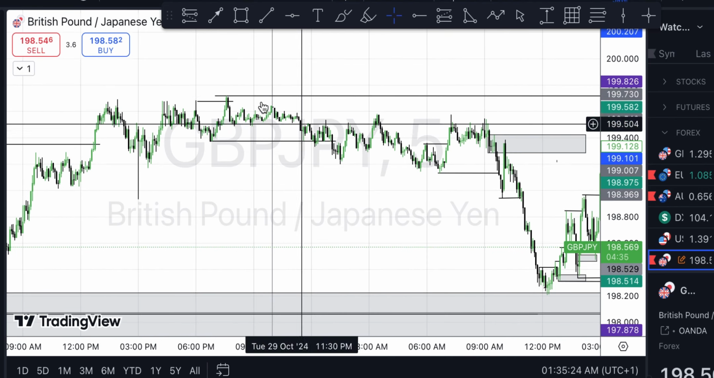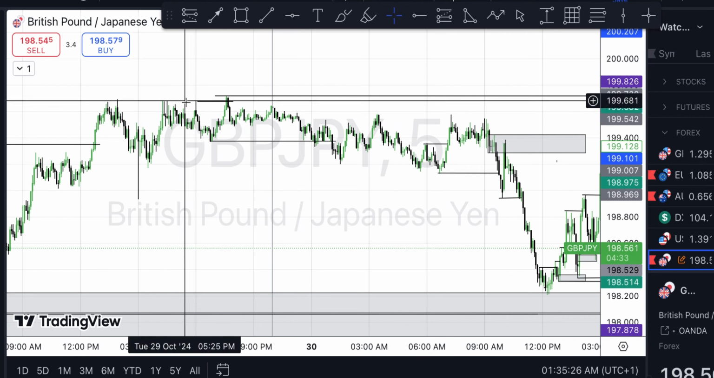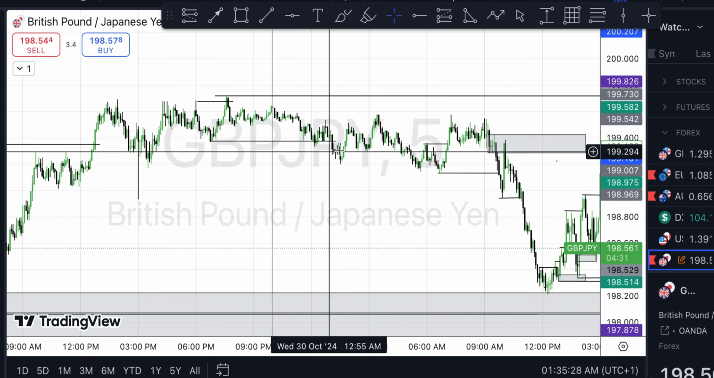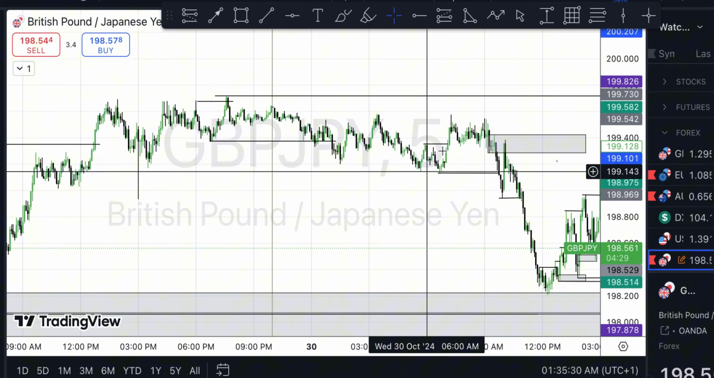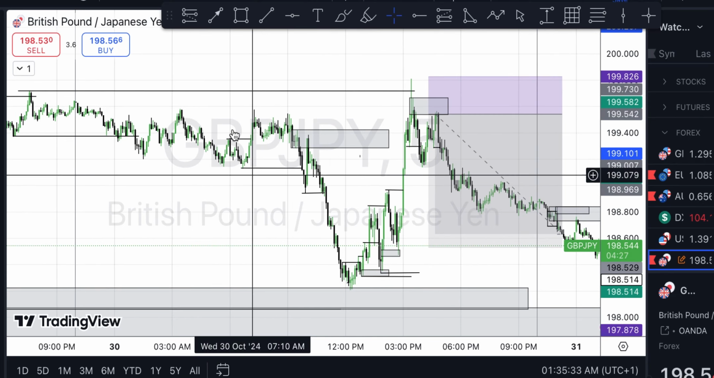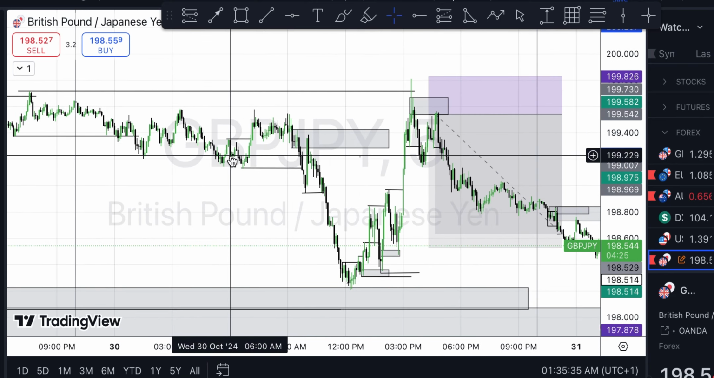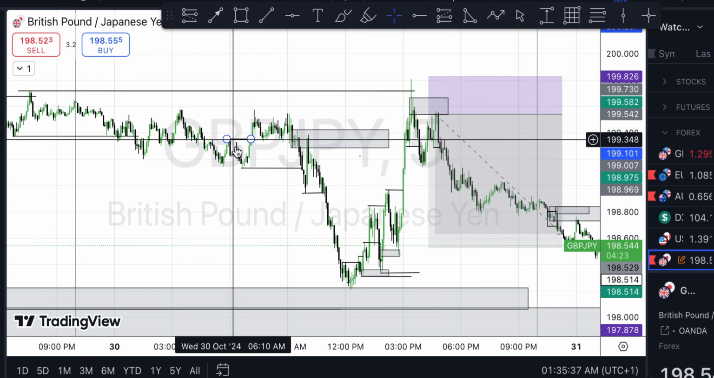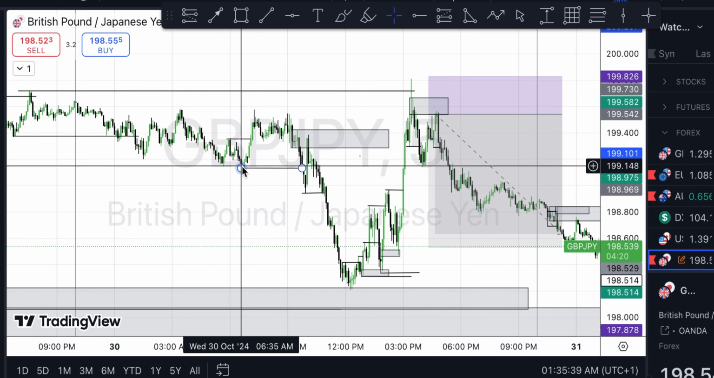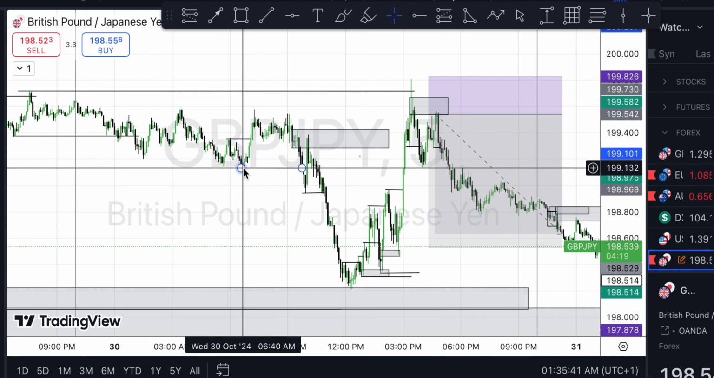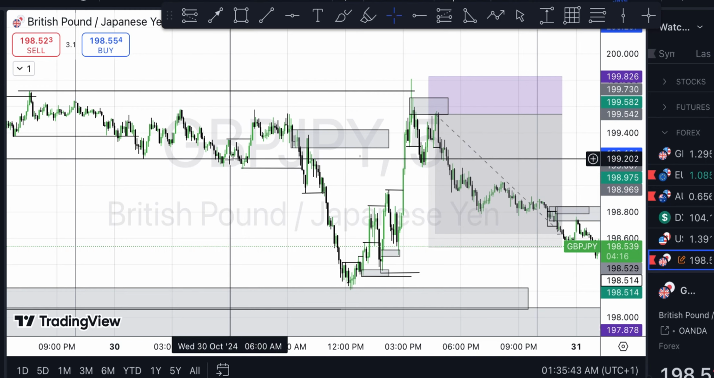So what I did is that I actually missed the entry here. So I waited patiently for another entry to play out. This is what now occurred here. Price went up, made a higher high, then price went down. Then price was supposed to come to somewhere around this zone, and then buy.